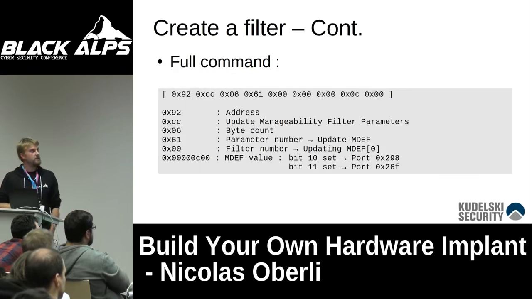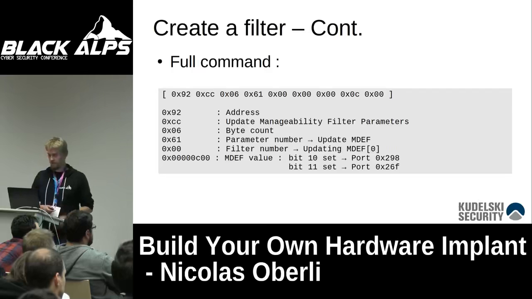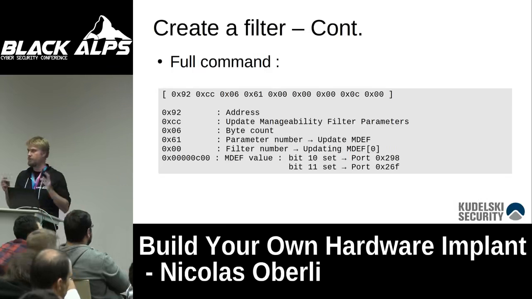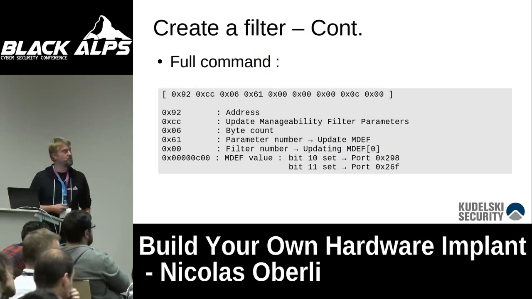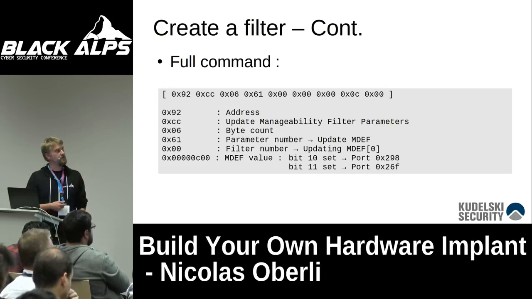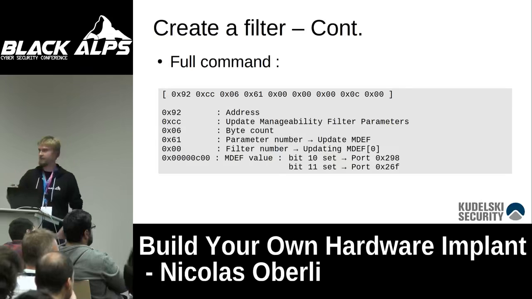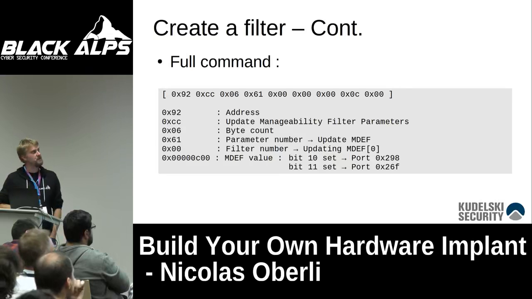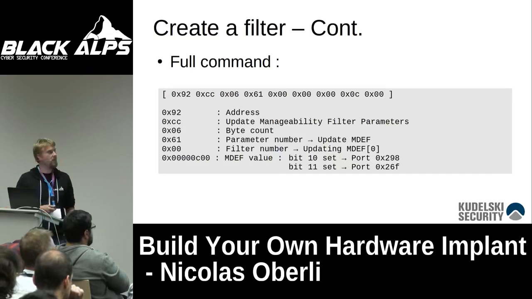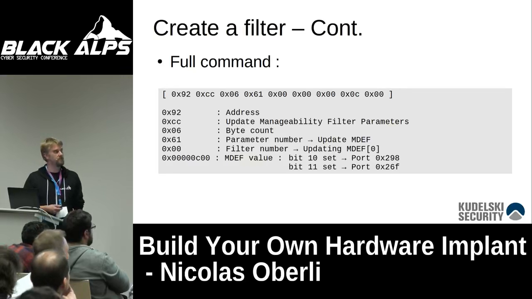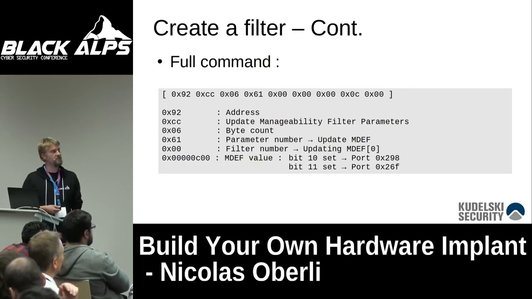To simplify that, this is the command to set a filter on 2 predefined ports that are the common ports for IPMI. If you send that command, it's the start bit, then the address, then the command to update the filters, then the number of bytes we will send to the card for it to process. Then number 61 is to update the filter register. And then there are 4 bytes for the filter register. The value is 00000C00, which means that only 2 bits are set.